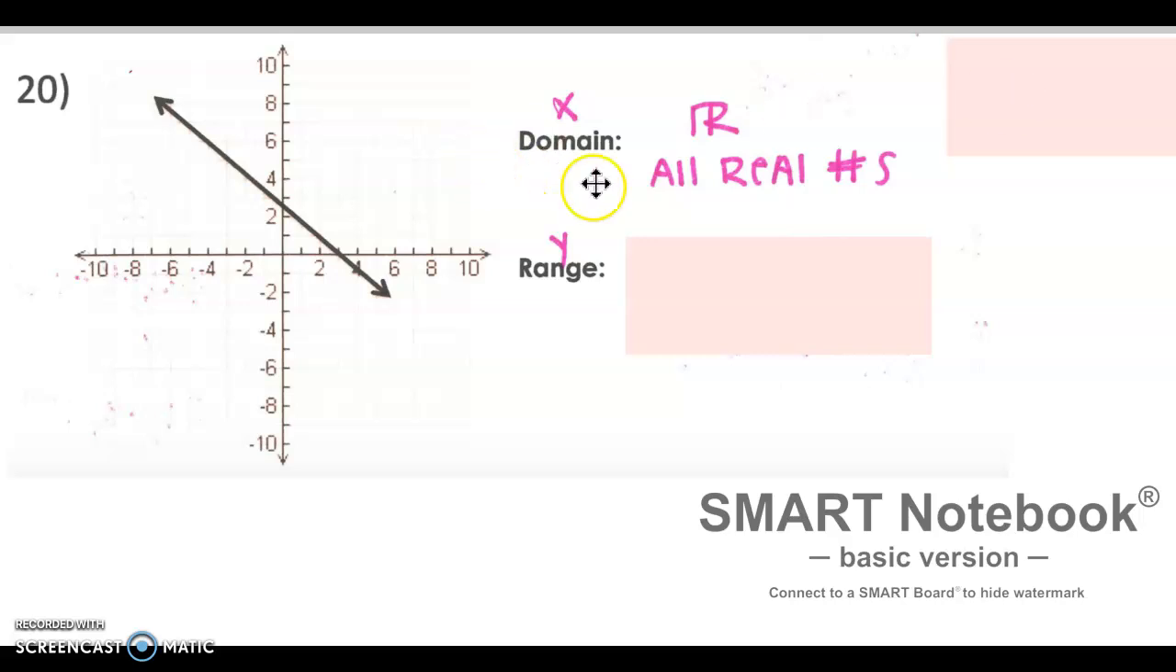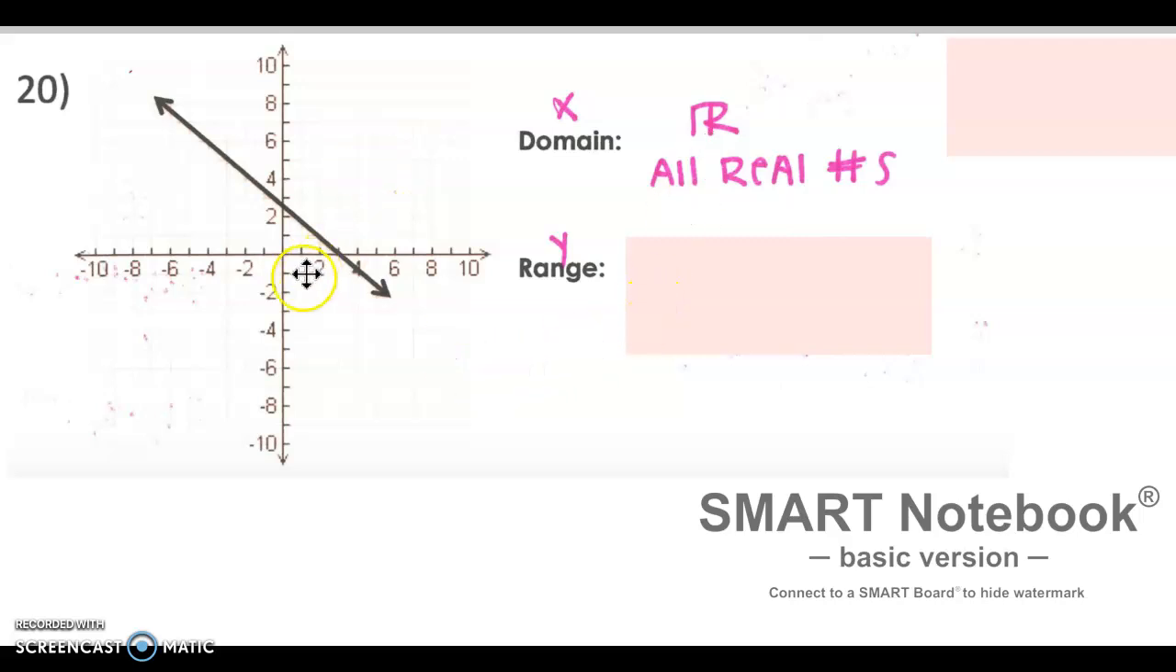So here we want to say the domain is all real numbers. And this right here, the R with kind of the two legs on it, that's how we put all real numbers in symbol. So it's saying any real number is a possible input. It is part of the domain.